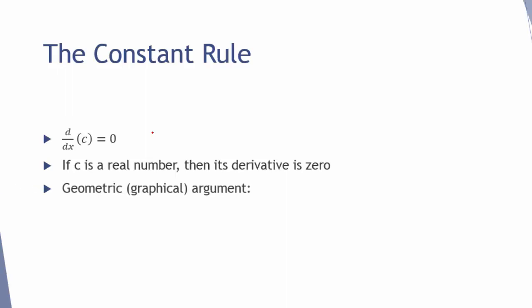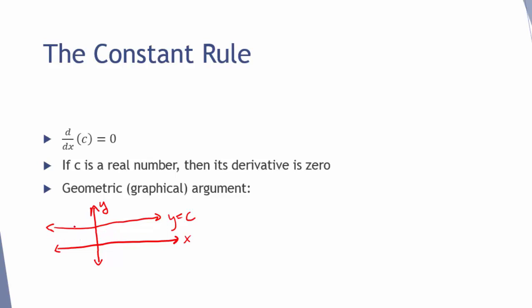So there's a geometric argument or a graphical argument to support this. If you take a look at the graph of any constant function, what does the graph of a constant function look like? Well, it should be a horizontal line, the horizontal line y equals c. Whatever that constant is, y will be equal to it. So when you talk about the derivative of this constant function, if you're looking at its graph, you're talking about the slope of its tangent lines.